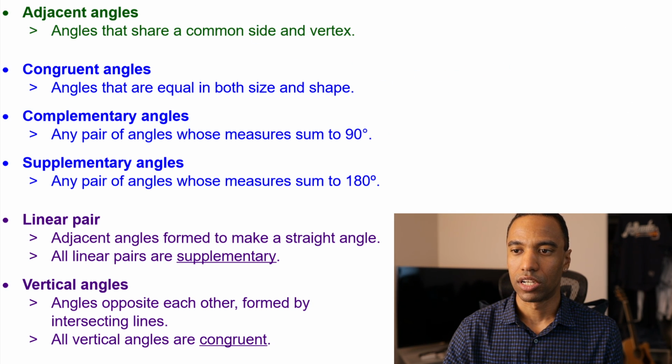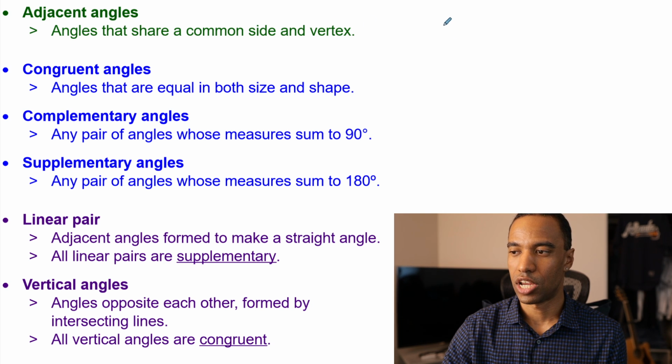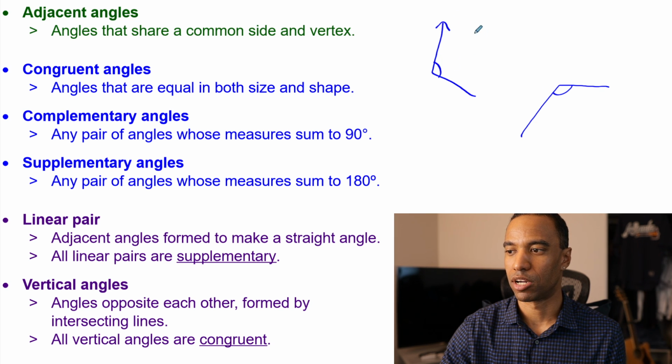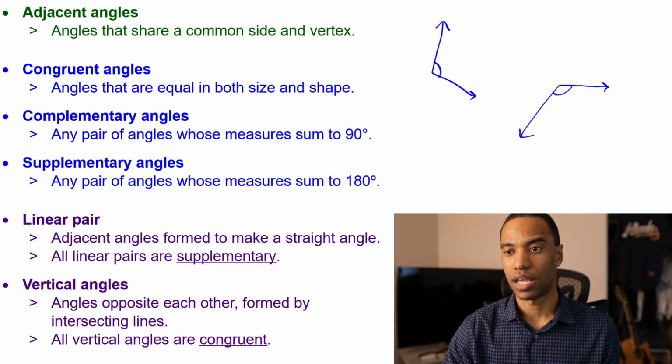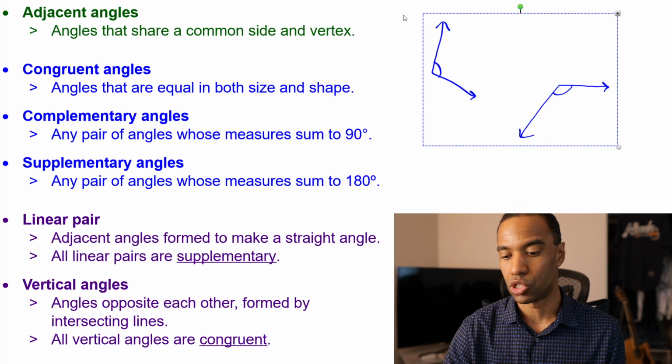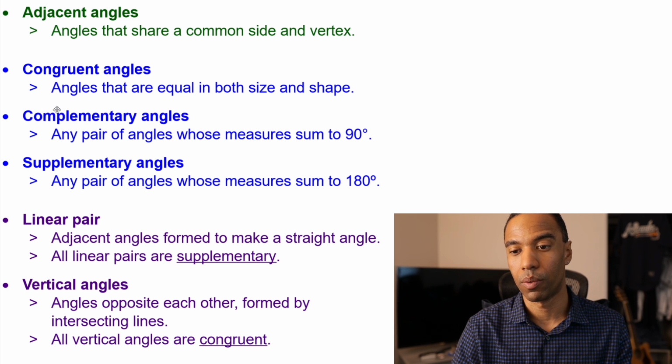All right, what are congruent angles? Congruent angles are angles that are equal in both size and shape. I can say this angle is congruent to this angle right here, with the tick marks. Maybe they're both 100 degrees, something like that. They're equal. When you have congruent angles, you can set their measures equal to each other. That's the goal.